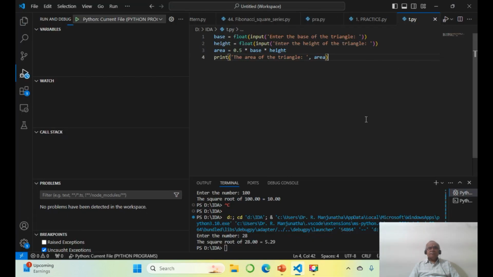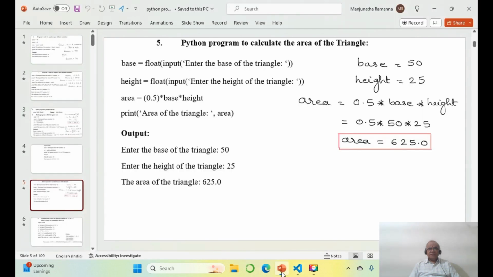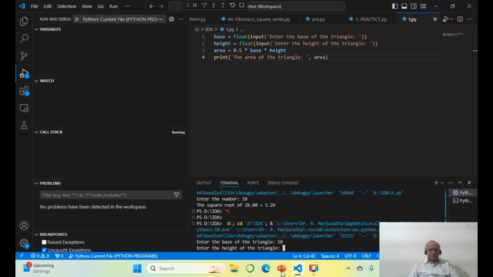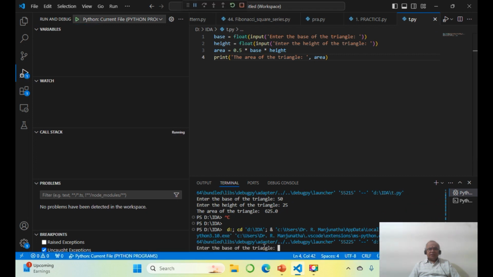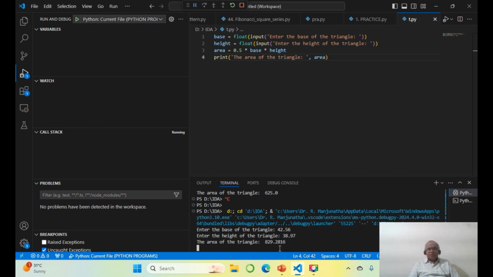So I'll run this. I will take the base of the triangle as 50, then this is 25. So I am going to get 625.0. Suppose I consider 42.5, then 38.96. Then you are going to get 829.2816. So this is the area of the triangle if you want to find.